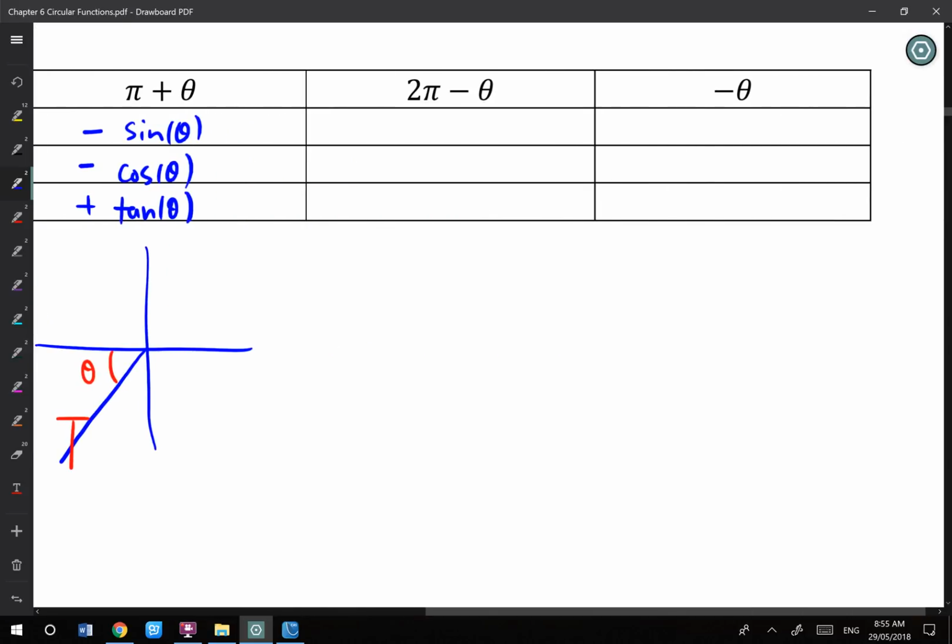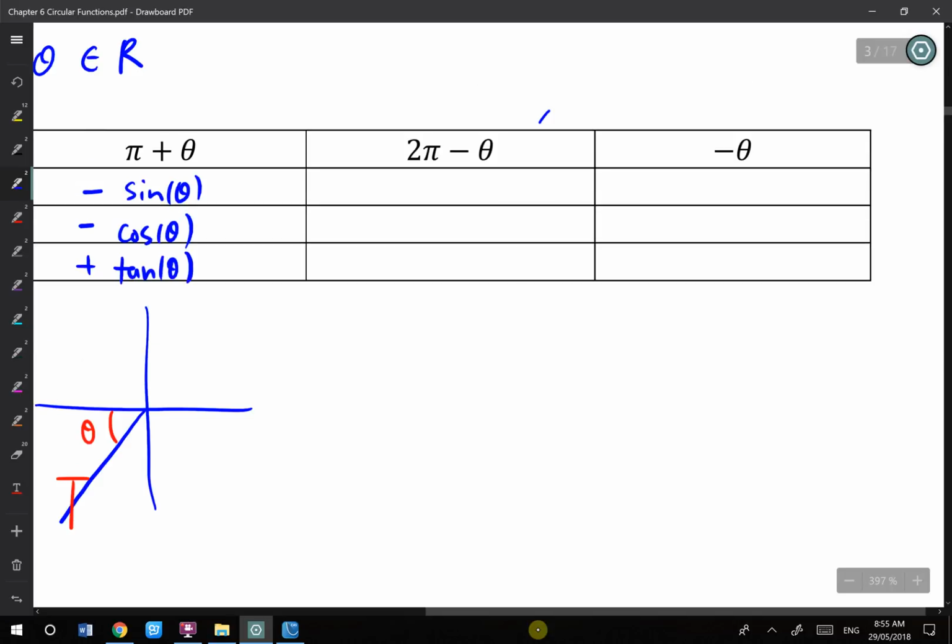And the next thing we have is 2 pi minus theta and minus theta. So 2 pi minus theta and minus theta, they are equivalent. They are the same. Why they are the same? It's minus theta plus 2 pi. Any angle plus 2 pi will still be the same angle. Same place. Add 2 pi, go another cycle, that will be the same thing. So they are the same angle, they will have the same place.